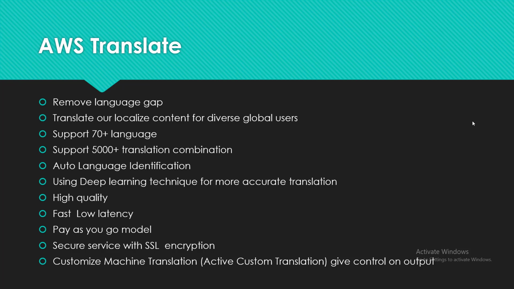The main thing I would like to share here is that Amazon is working very widely and spending a lot of money on deep learning techniques and machine learning, and this is one of the fruitful results. So AWS Translate uses a deep learning technique, and it is giving you more accurate translations. So obviously the quality is high, and Amazon, again a cloud service, means it is low latency. You will get the response as fast as possible.